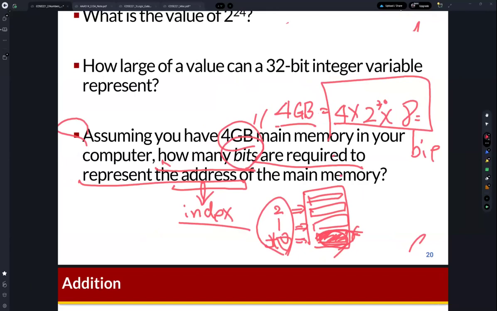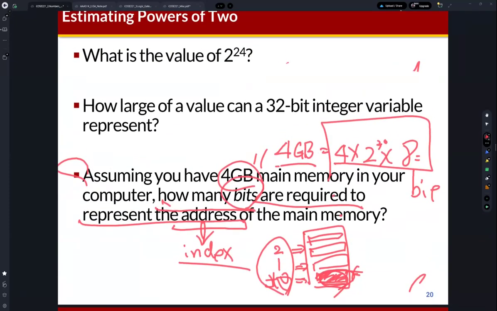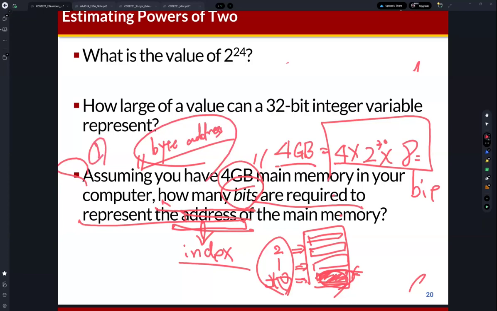This question is asking that in order to represent this index of this memory system, how many bits are required. So it asks about the range of addresses, the range of index numbers. And we use the byte address, which means that address 1 is mapped to 1 byte of data. Think about this apartment or condo. Each housing unit has its own size, for example, 100 square meters.